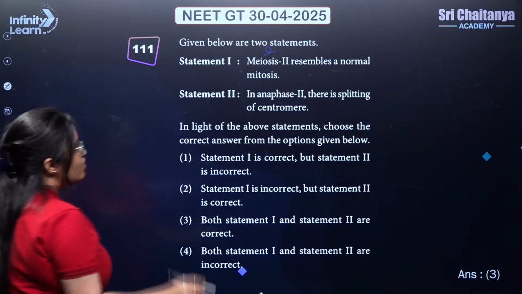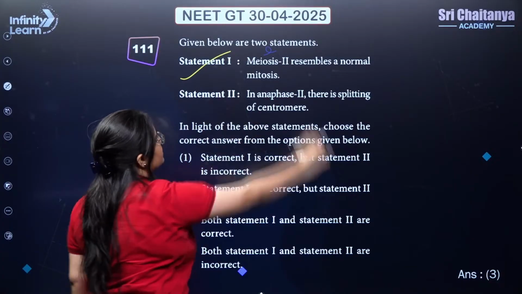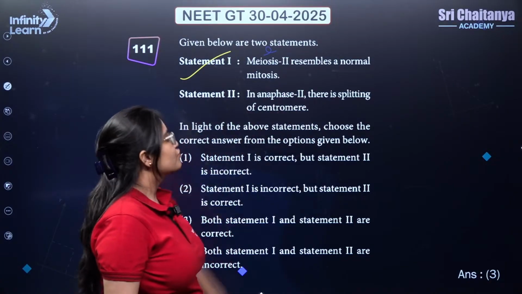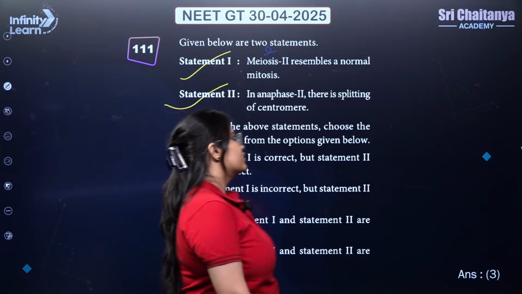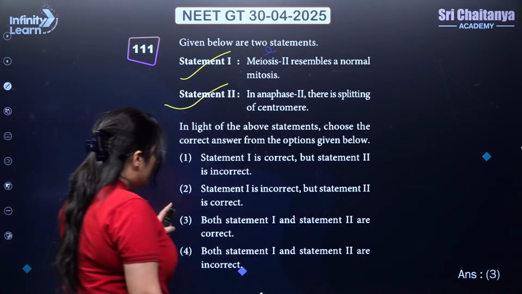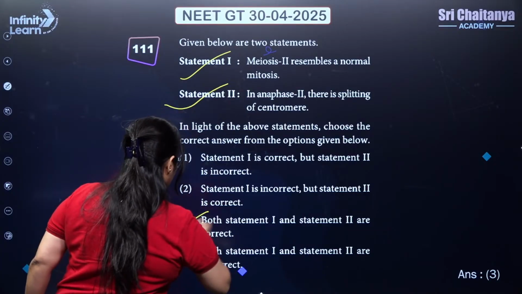Meiosis II resembles a normal mitosis. This is correct. In anaphase 2, there is splitting of the centromere. So both statement 1 and statement 2 are true and correct. Answer is 3.